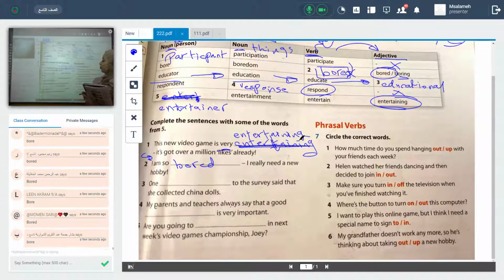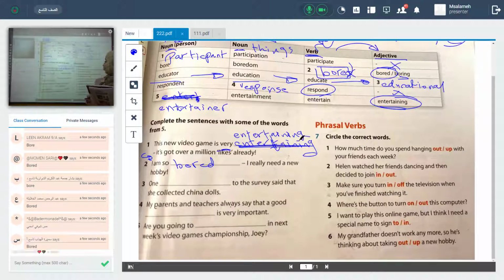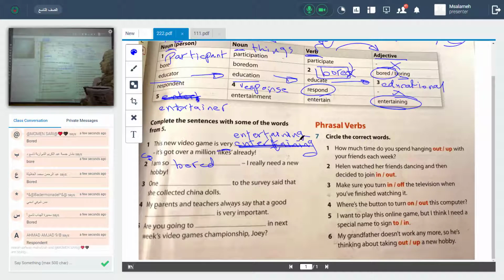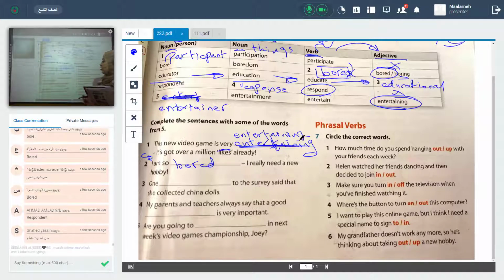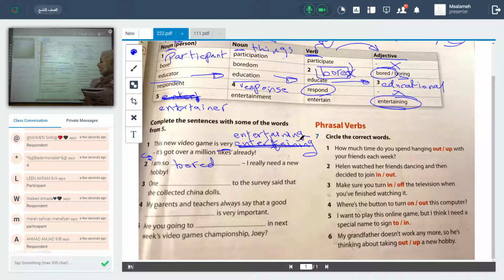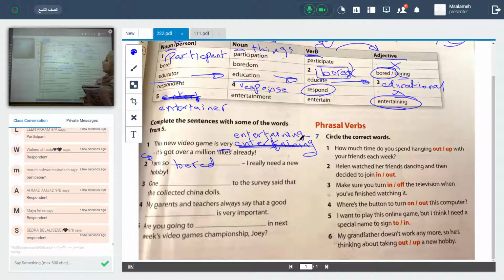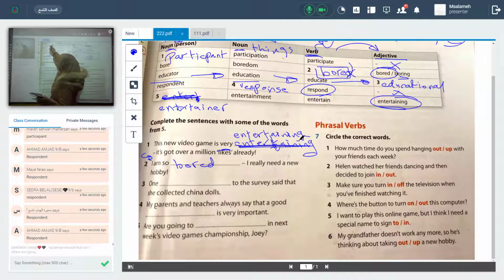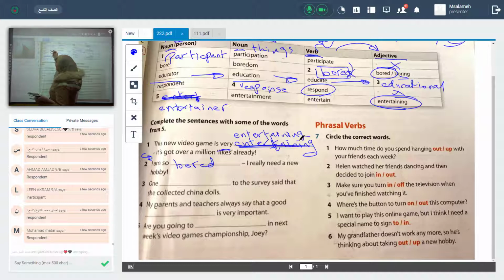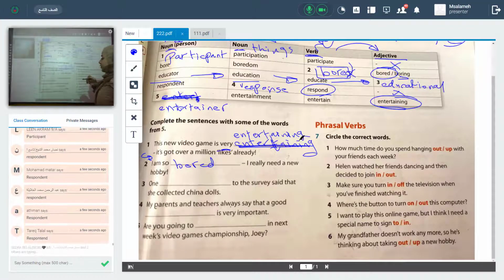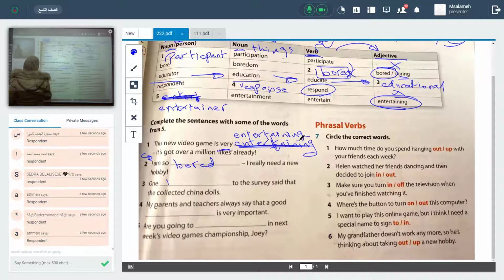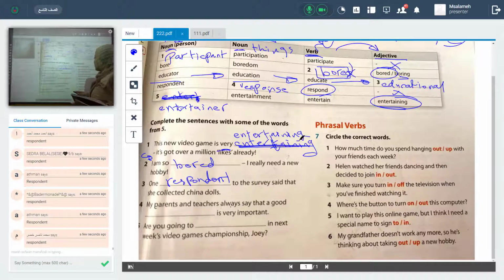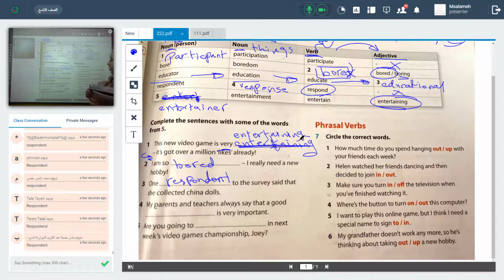Okay. Number 3: One to the surprise said that she collected China dolls. One of what? طبعا one معناه two person, رح نختار واحدة من الموجودات. A participant or poor or educator. Yes, one of respondent, excellent. One of the respondents to the survey said that she collected China dolls.